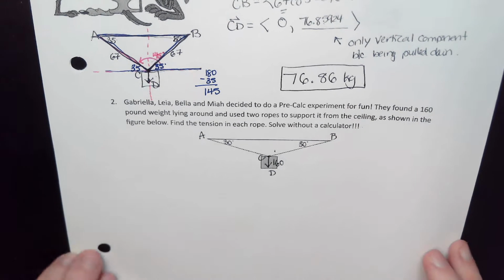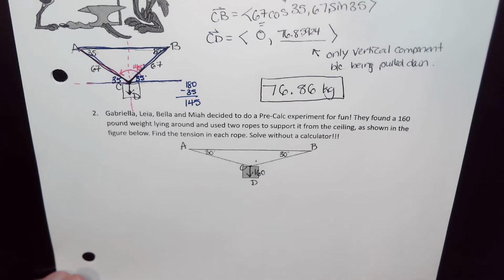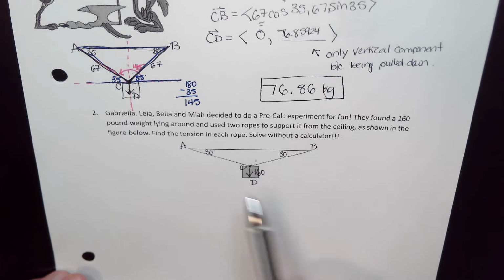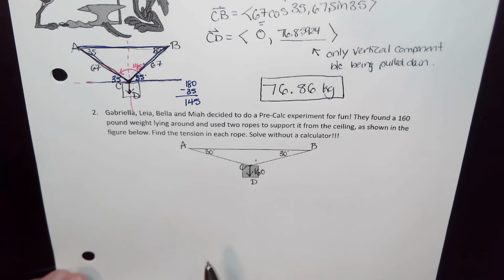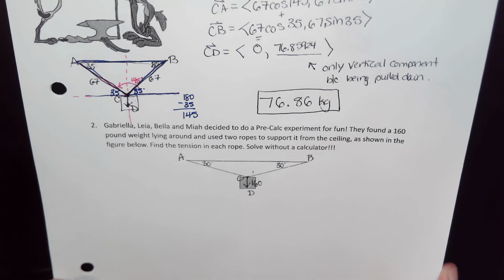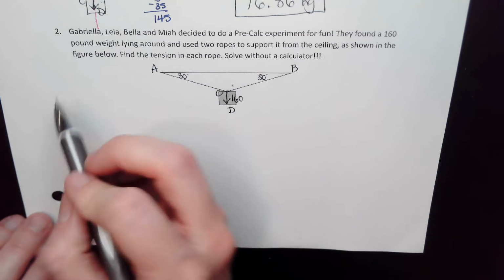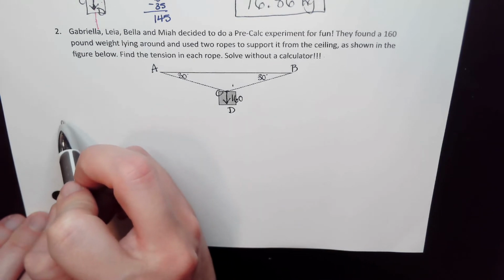All right, so now we know the angles and we know our weight pulling down. So a little bit different than before, but again, still the same setup. So we're still going to take vector CB and vector CA and set them equal to vector CD.